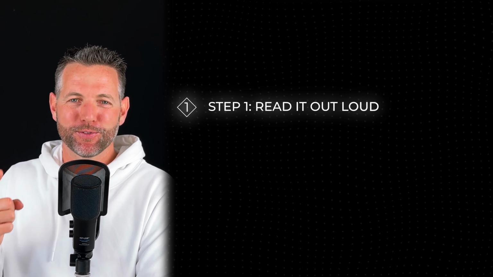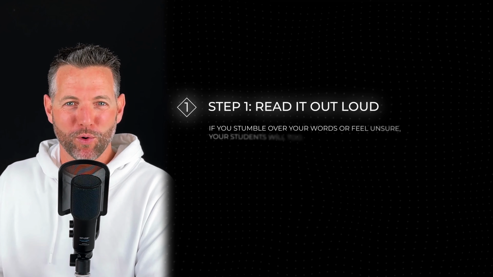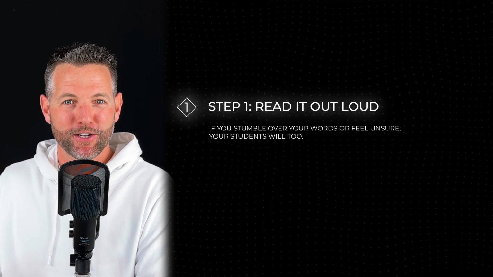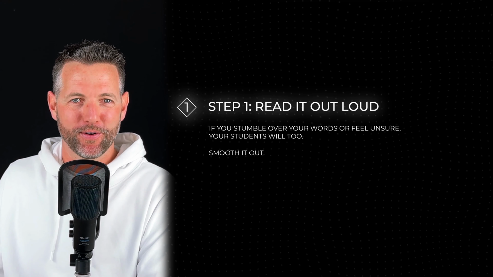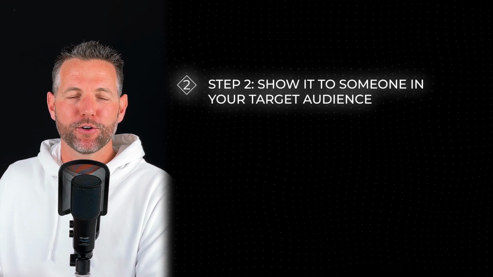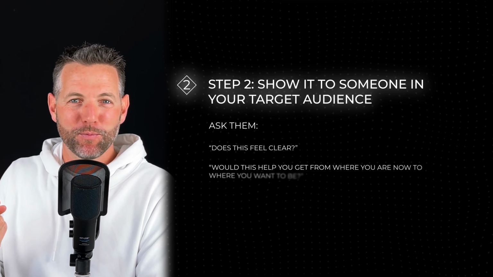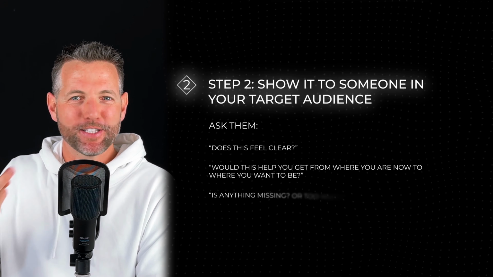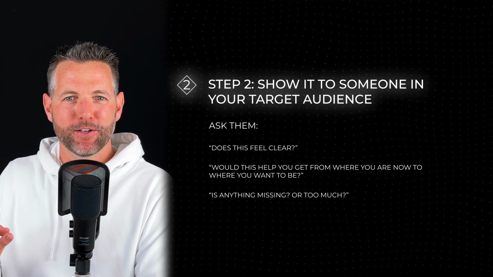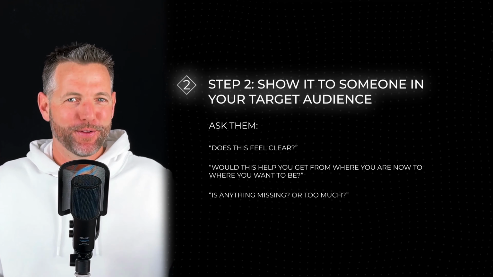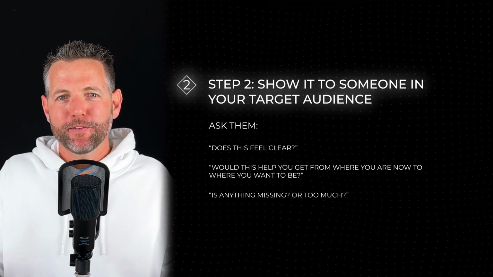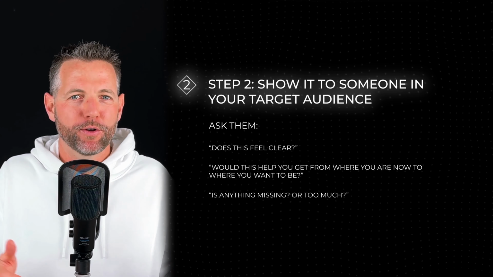Step 1 is just read it out loud. If you stumble over your words or you feel unsure about a section, your students will too, so just smooth it out. Step 2, show it to someone in your target audience. Ask them, does this feel clear? Would this help you get from where you are now to where you want to be? And is there anything missing or did I add too much? Don't just ask for general feedback like, what do you think? Be really specific because you're looking for gaps here and confusion or overwhelm that your students might have.